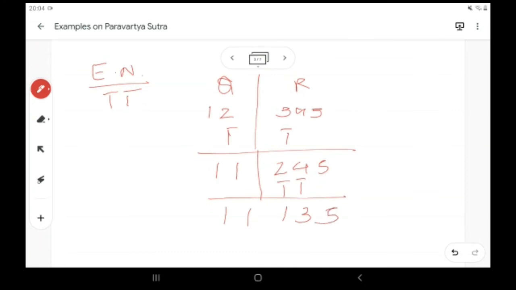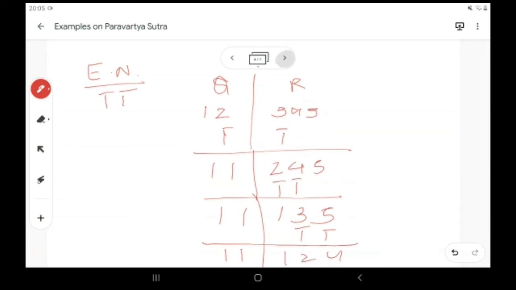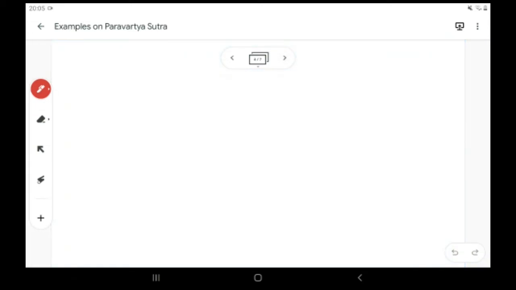So you again multiply 1 bar and 1 bar with another 1 here until we add the rightmost digit. We add this number to the rightmost digit. So 1, 1, 1, 2, 4. So the quotient is 11, remainder is 124, when you solve the respective division calculation using Paravartya Sutra.